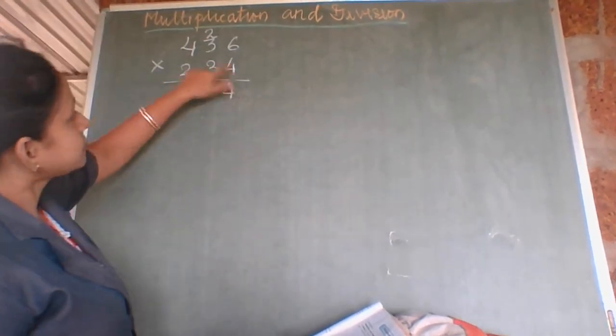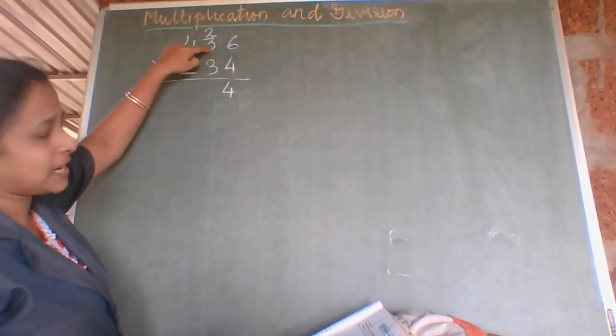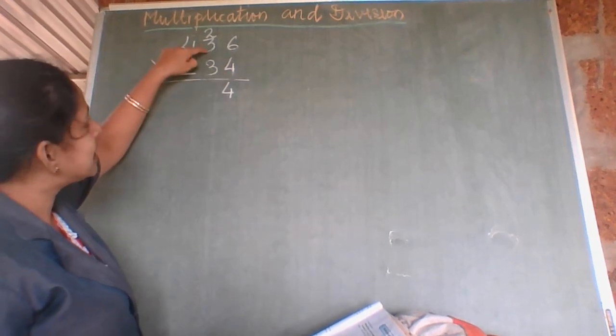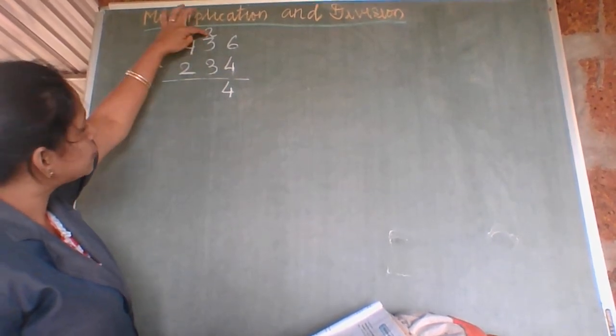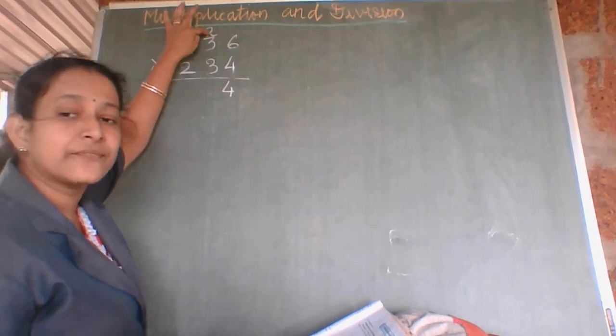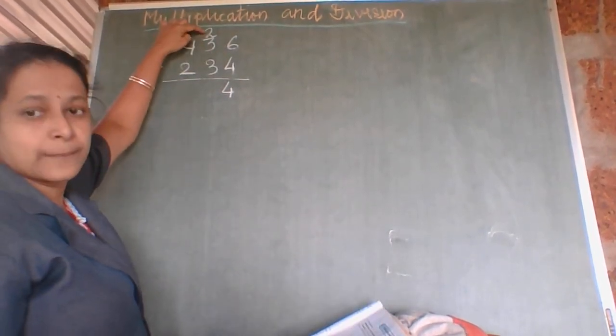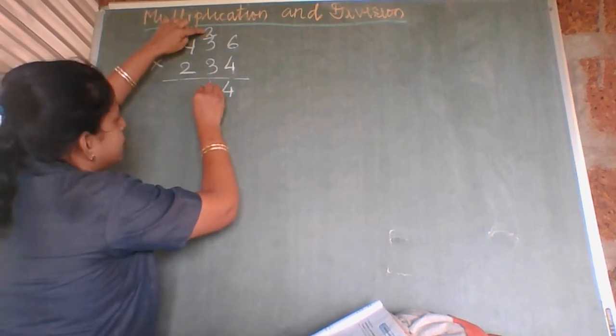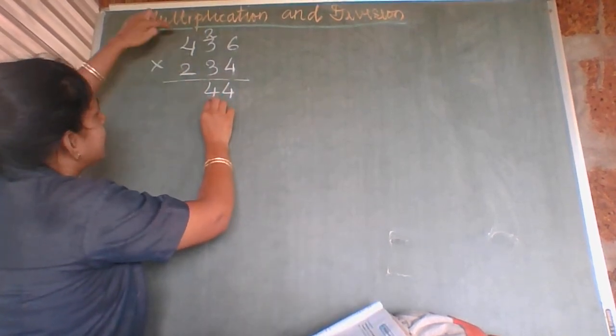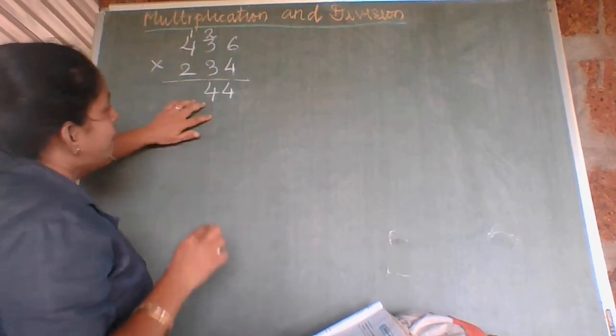Now 4 3s are 12. You are getting 4 3s are 12. Now this 2 is carried over, so you have to add it to 12. 4 3s are 12 plus 2 becomes 14. So you will write 4 here, and again 1 you will carry from the 14.